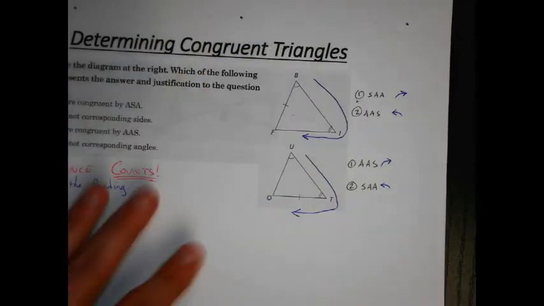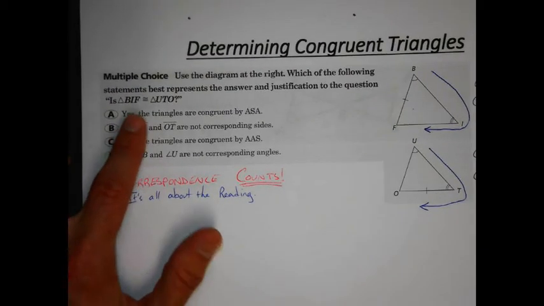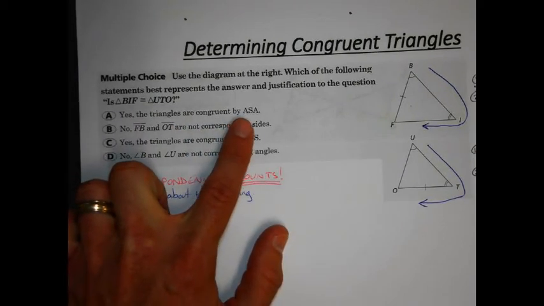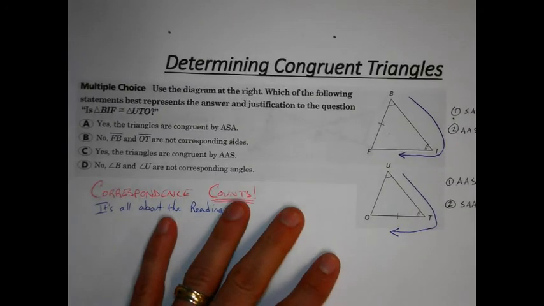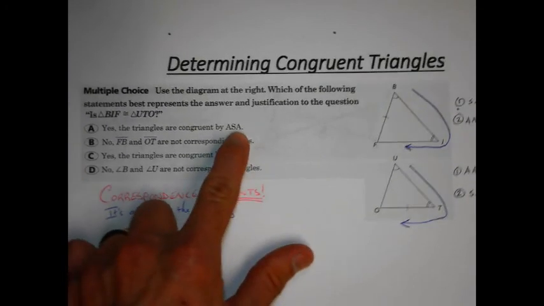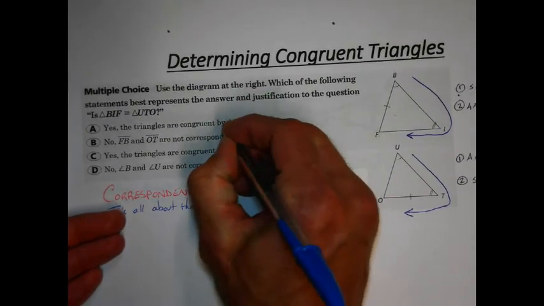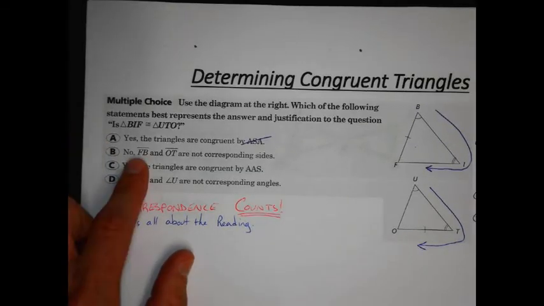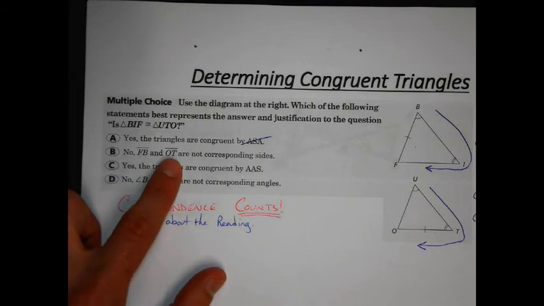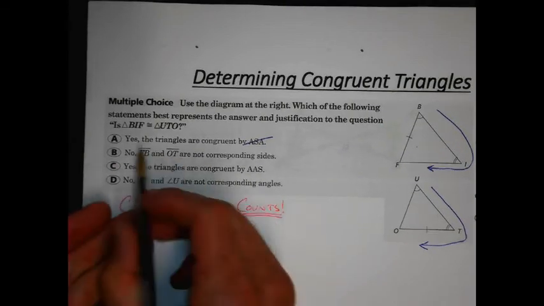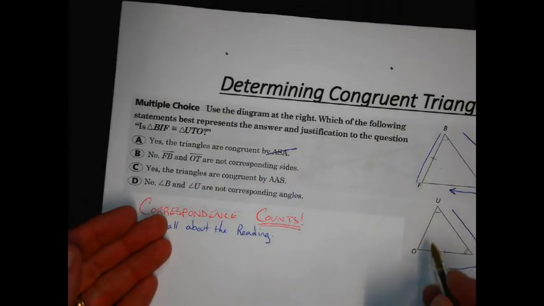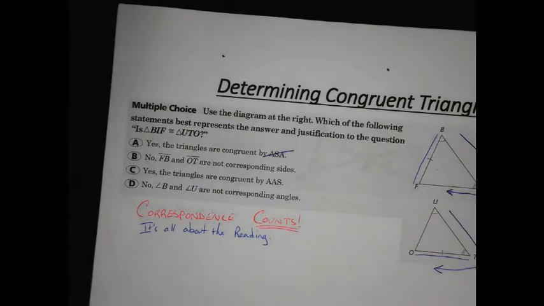So let's look at the answers. We can say, yes, the triangles are congruent by angle, side, angle. Is that true? Absolutely not. Angle, side, angle has an included side, so there's no way that's the case. How about this? Segment FB and segment OT are not corresponding sides. Well, let's see what it's talking about. Segment FB and segment OT are not corresponding sides. As a matter of fact, that is a true statement.